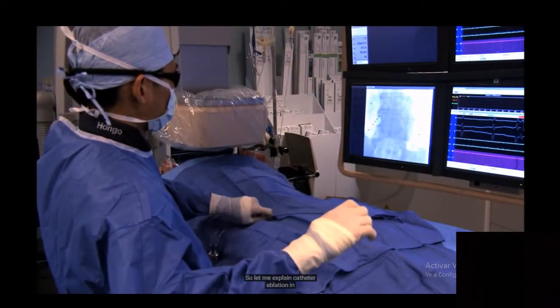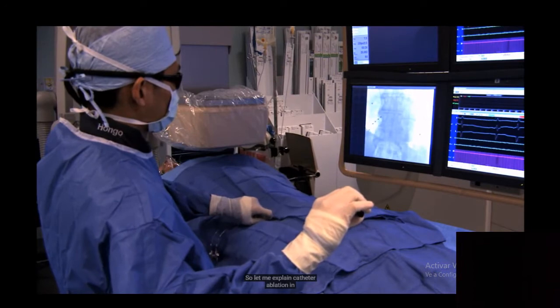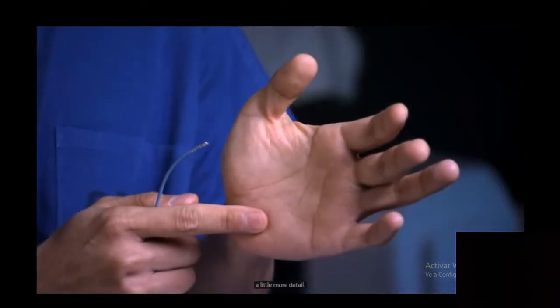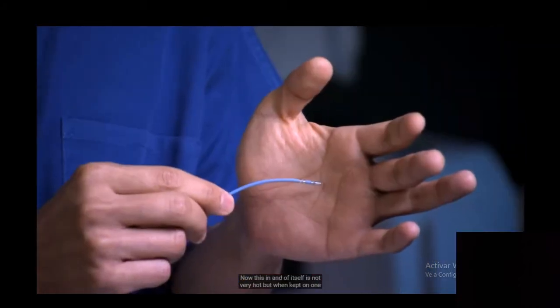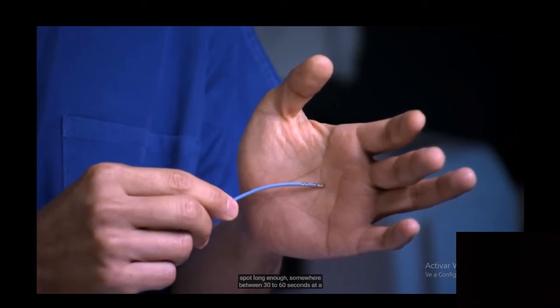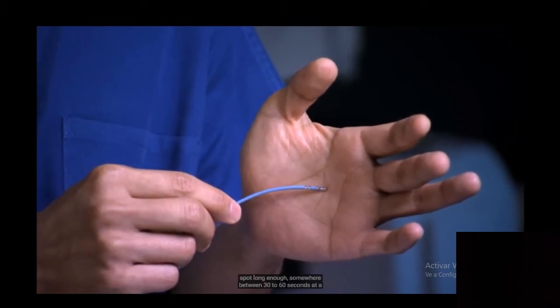So let me explain catheter ablation in a little more detail. If this here, my hand, is the wall of the heart, the ablation itself is caused when the tissue underneath the tip of the platinum catheter electrode is heated to somewhere between 50 to 60 degrees Celsius. Now this in and of itself is not very hot, but when kept on one spot long enough, somewhere between 30 to 60 seconds at a time, that's enough to cause some denaturing right below the tip of the catheter itself.